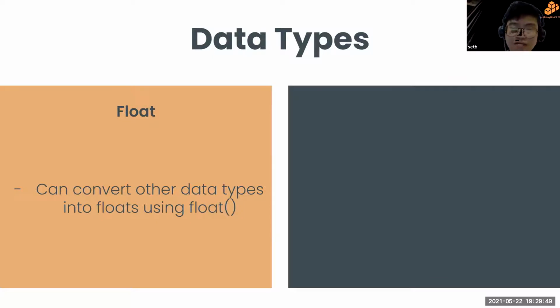Do note you can only convert, for example, strings. Sorry, not all strings. You can convert strings that contain only numbers, or integers or Boolean values. However, if your string contains text, like letters, you will not be able to convert it to float.